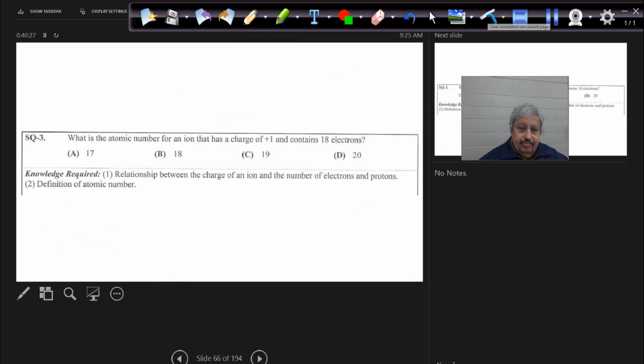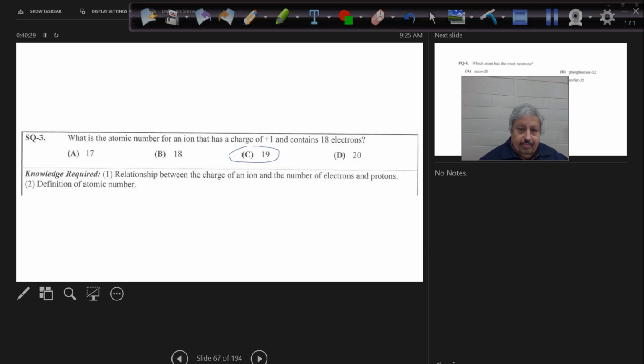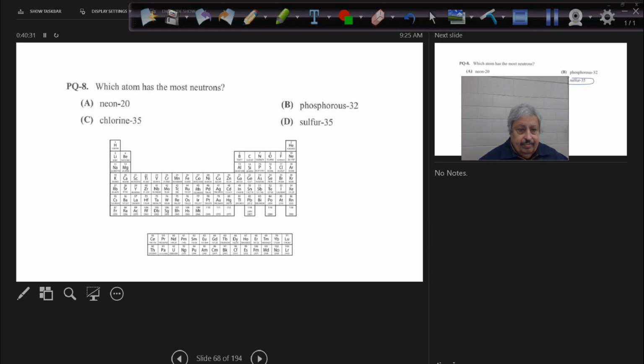Okay, guys? So, which atom has the most neutrons? Neon 20, fluorine 35, phosphorus 32, sulfur 35. So, which one do you think has the most neutrons?